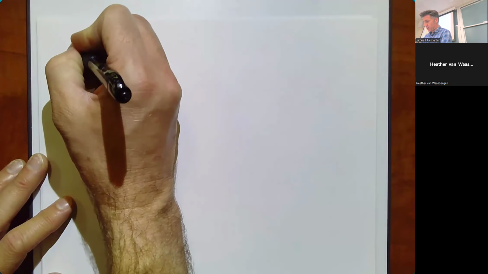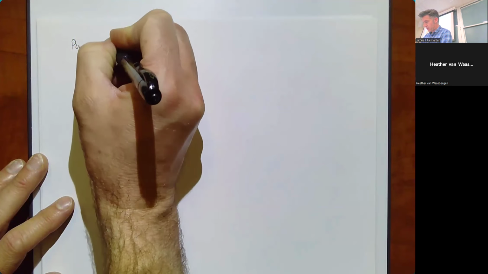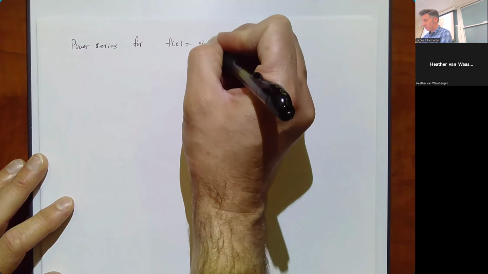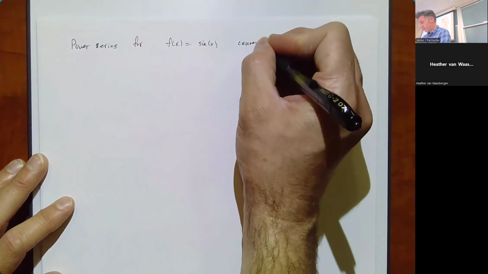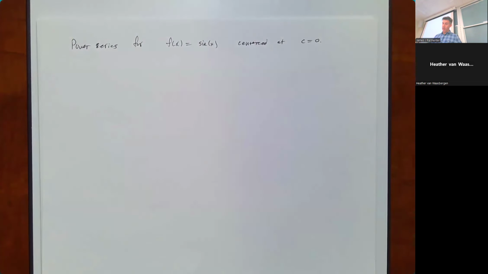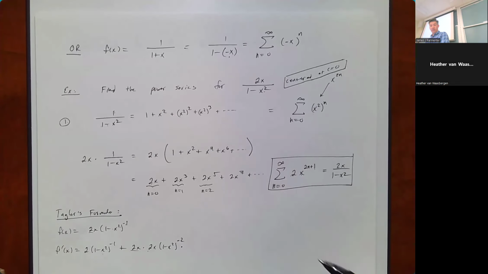So let's try and find the power series for f of x equal to sine of x, also centered at c equal to 0. Well, one last thing on the previous example that I forgot to mention was that this series here also has a radius of convergence of 1. Since it looks very similar to 1 over 1 minus x, it probably has a similar radius of convergence, but we actually could use the ratio test, right?